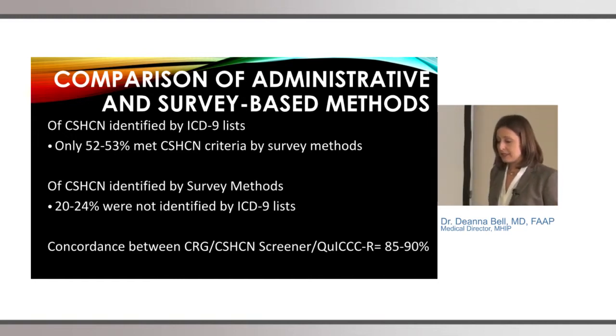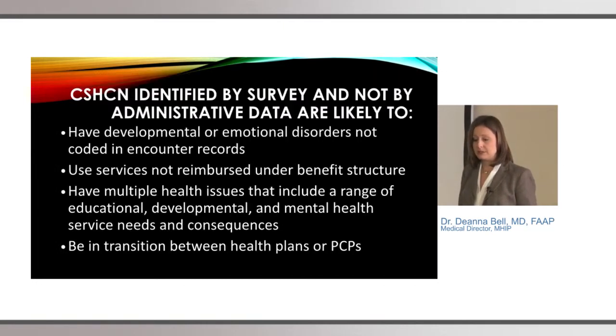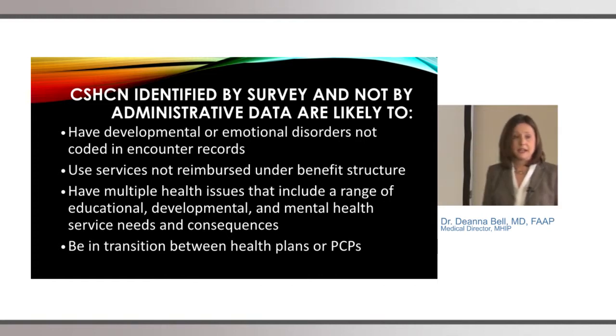And then vice versa, when you identify a patient cohort by survey methods, about a quarter of those kids are not going to be identified on your ICD-9 lists. But the concordance between the two is fairly high, but it's important that you use both. So who are the kids that are identified by surveys but not likely to be identified by your administrative data, so your software programs and your ICD-9's claims-based methods?